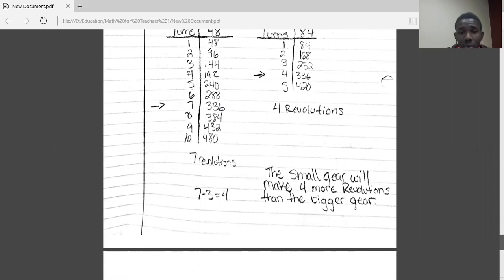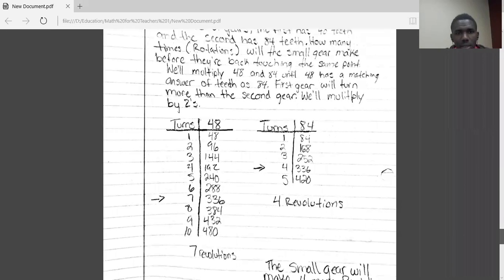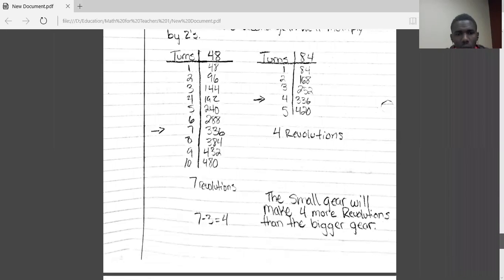But 7 minus 4, feel free to correct me. And 7 minus 4 equals 3, okay? So the smaller gear will make 3 more turns, not 4. 3 more turns than the bigger gear. And this one's just really simple to see. It's not hard at all.